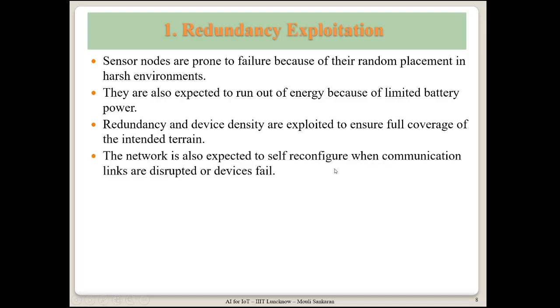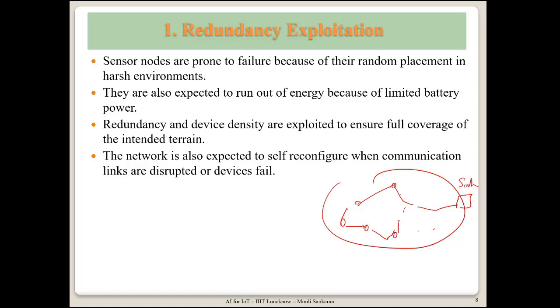So it is expected to self-configure. As I mentioned, the nodes can fail for different reasons. The network protocols being considered should be self-configurable. That means we cannot have a fixed path for reaching a sink. This is what a sink is. Normally, the devices communicate with the nearby nodes, and then the data flows to the sink. There is nothing like end-to-end communication here.